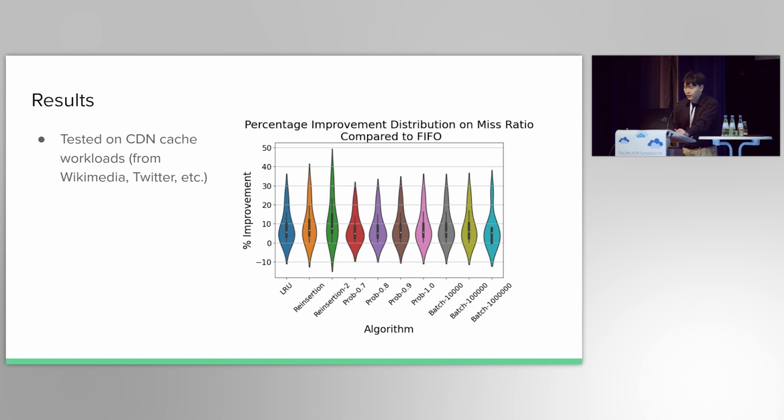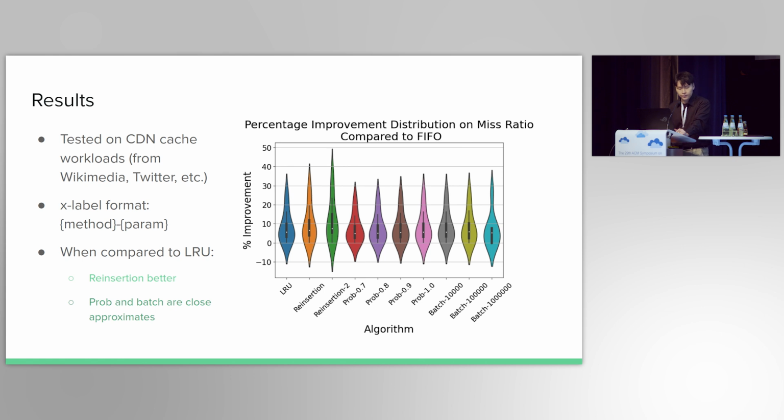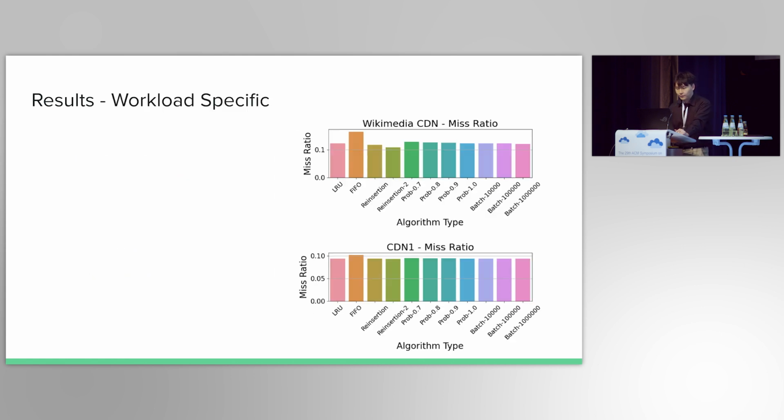And as you can see, reinsertion is generally better than all other methods, including LRU. And probabilistic and batch promotion are both capable of simulating LRU-level efficiency. But when it comes to specific traces, the performance of different methods can vary significantly.